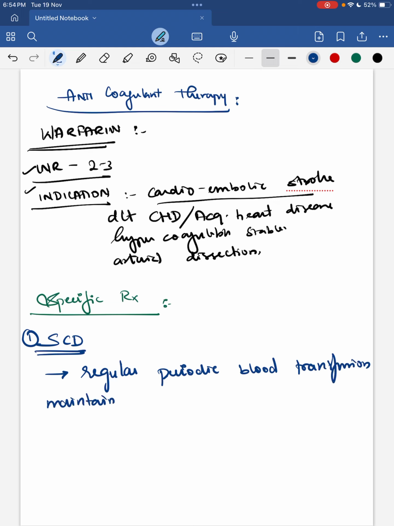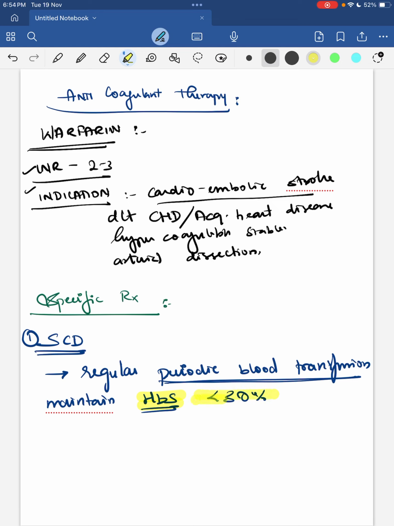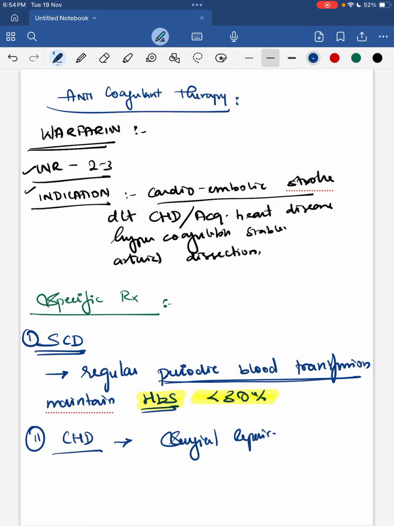Yes. Next, if the child has congenital heart disease, then you have to go for surgical repair as soon as possible. Third, when the child is found to have a primary CNS vasculitis, you have to start the child on steroids and immunotherapy. Okay, so these are the specific treatments for your underlying cause.